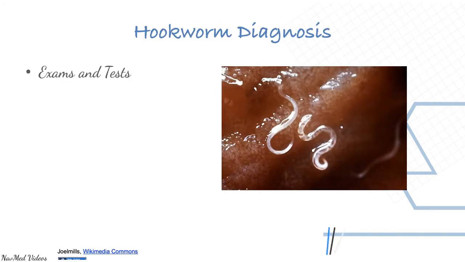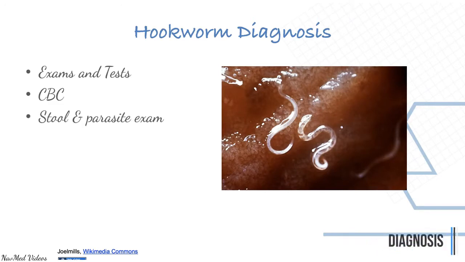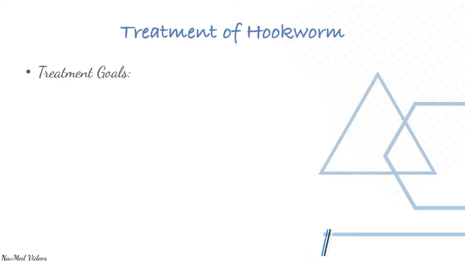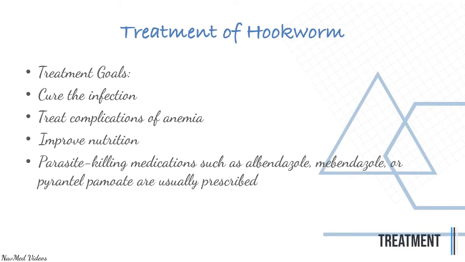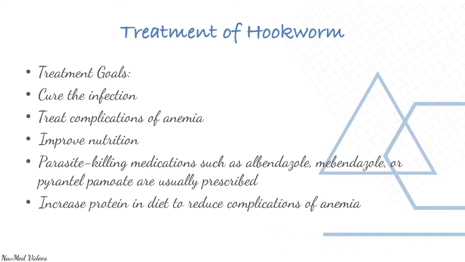Diagnosis of hookworms. Complete blood count, stool, and parasitic exam is the main diagnostic modality. So this is how you see hookworm in the stools. Treatment: cure the infection, treat complications of anemia, improve the nutrition. Parasite-killing medications such as albendazole, mebendazole, or pyrantel are usually prescribed. Increase the protein in diet to reduce complications of anemia.